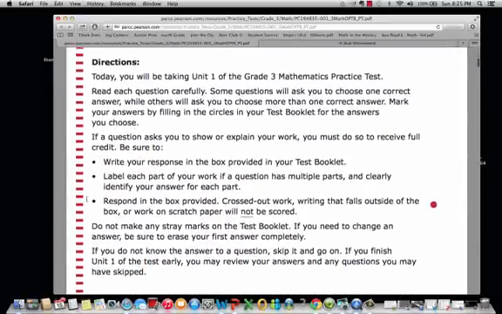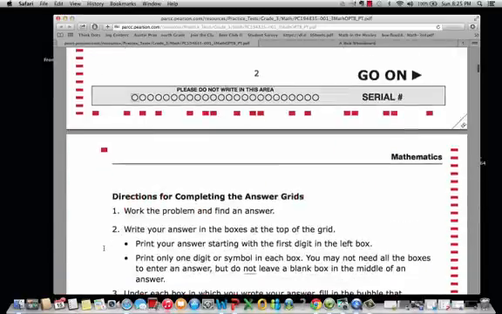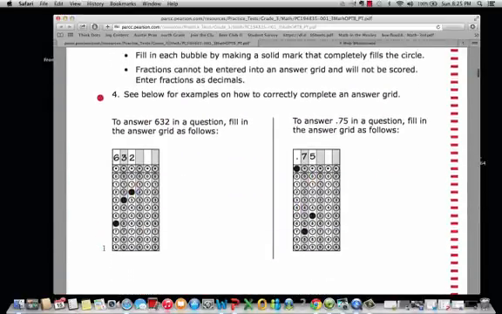Scrolling down, this is the same directions page that's in your packet. The biggest issue that I saw with the directions was several of you filled in the bubbles down here, but skipped the spaces up at the top. Remember that in order for your answer to count, they have to be filled in both places. You can't just do one or the other. We did not have any issues with decimal points, so good job on that.